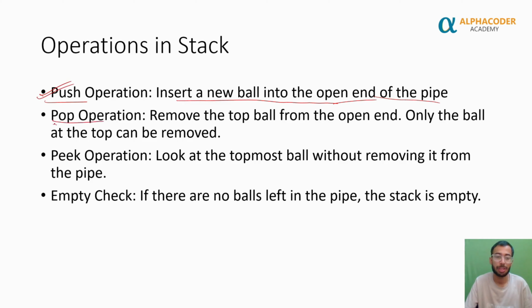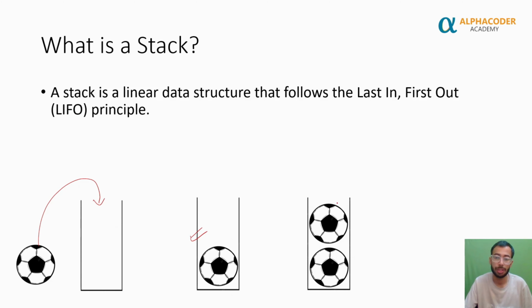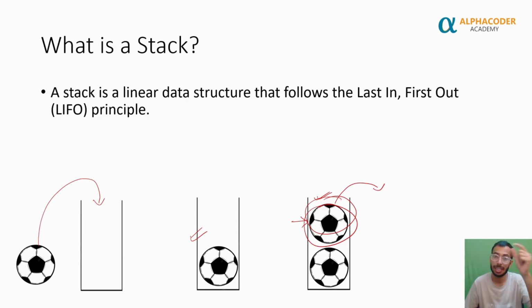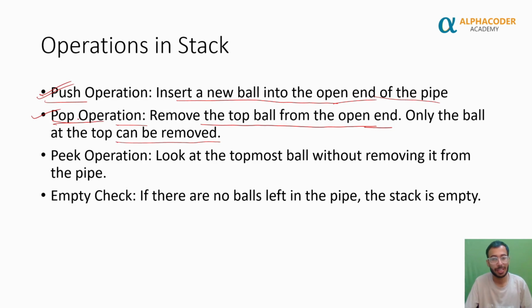Pop operation: as the name suggests, we pop, that is, we pull out, right? We remove the top ball from the open end. Obviously it is the top ball that would be removed. So when we start removing the balls, this is the top ball and it will be removed first. Only the ball at the top can be removed, and that is the principle of last in, first out. The last ball that we kept inside the stack will be the ball at the top, and that will be the ball that comes out first. So this is the pop operation.